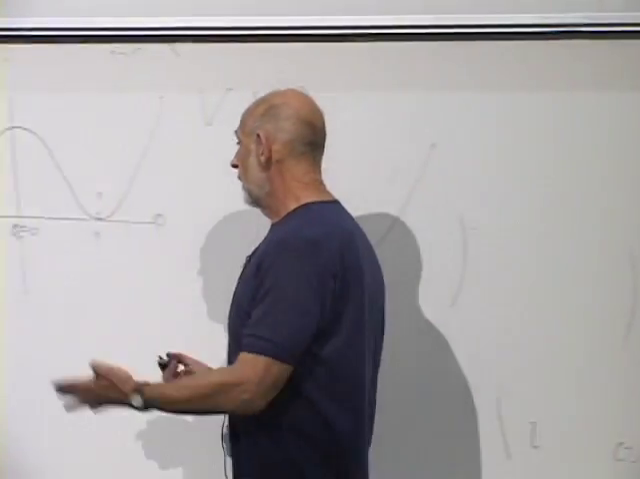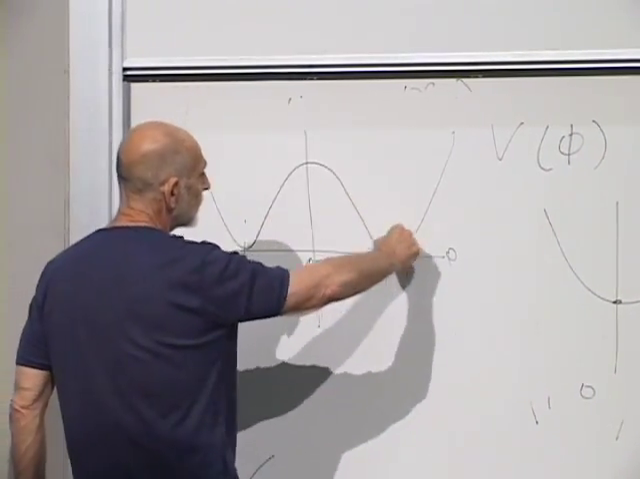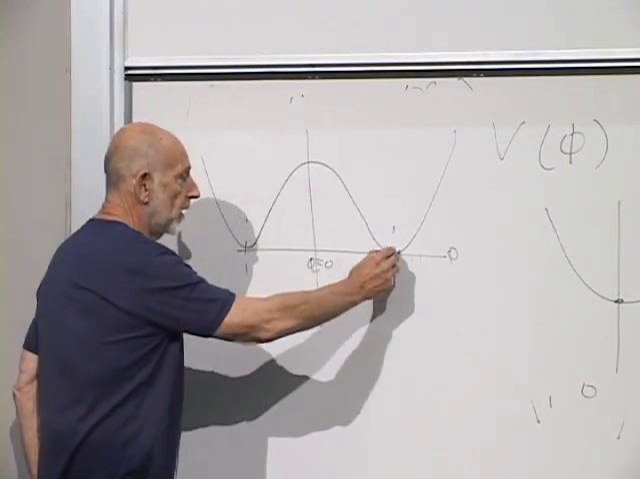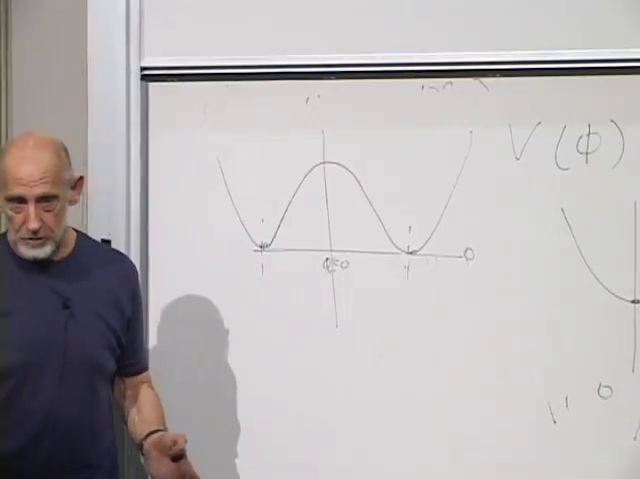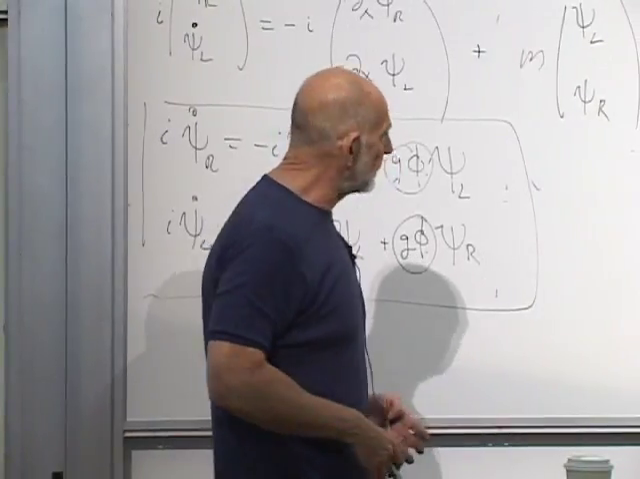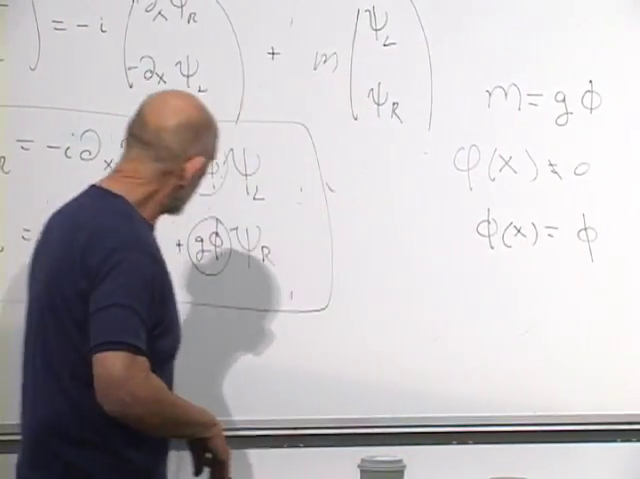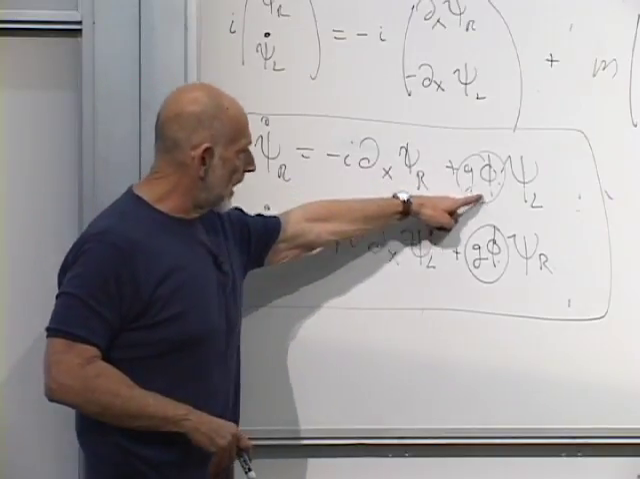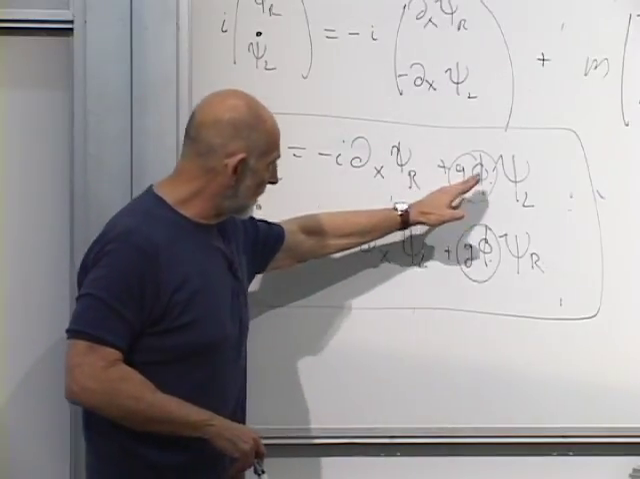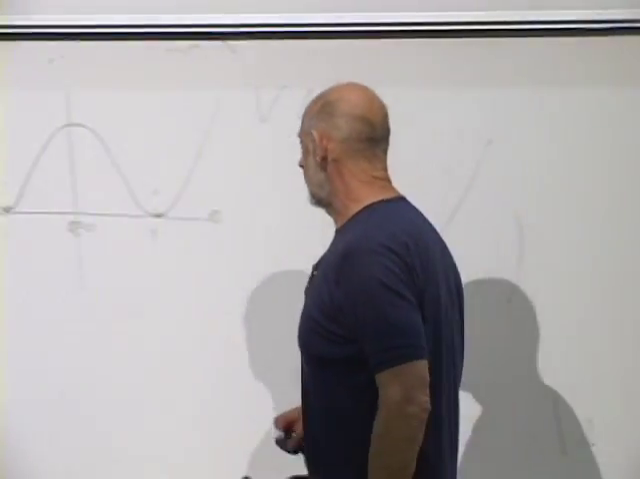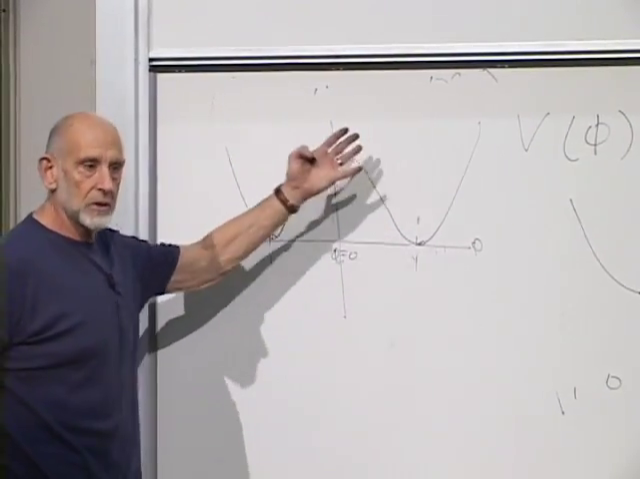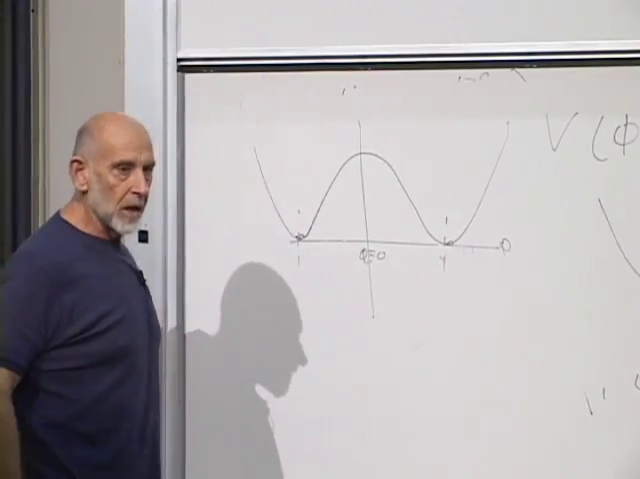If, for some reason, the field potential looks like this, then the state of lowest energy will either be over here or over here. There will be two configurations which will otherwise be identical, one with positive value of the field, one with negative value of the field. Either of them give rise to a mass of V of G times phi. And, you know, you can start asking, why did nature choose to have a field potential which looks like this? Not completely clear at the moment.